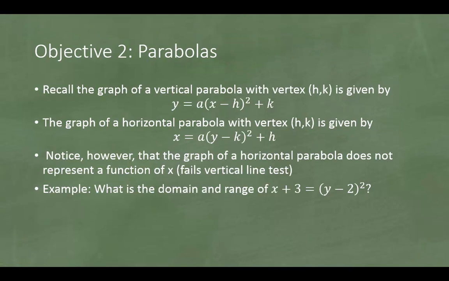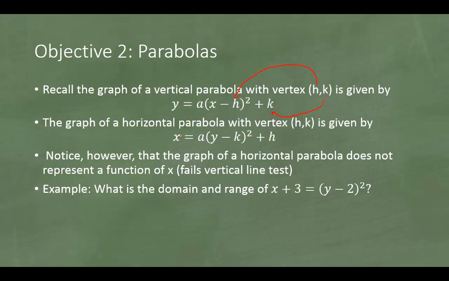Parabolas. Recall the graph of a vertical parabola with vertex h, k is given by y is equal to a times x minus h squared plus k. Notice that the h is an x value, so it goes with the x. The k is a y value, so it goes outside. It's whatever is added to the entire a times x minus h squared.